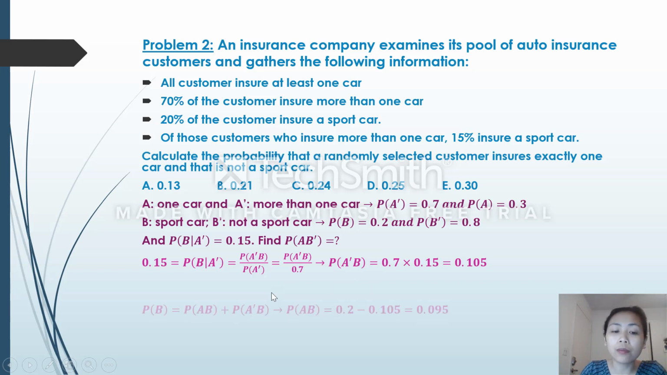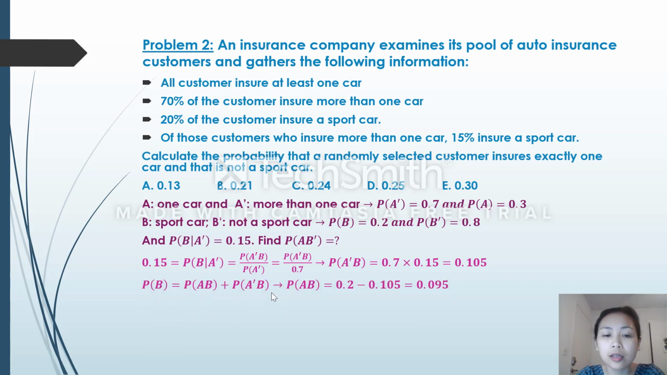So by the law of total probability, we have probability of B is probability of A and B plus probability of A prime and B. Here probability of B is given, and probability of A prime and B we have found from the previous slide.